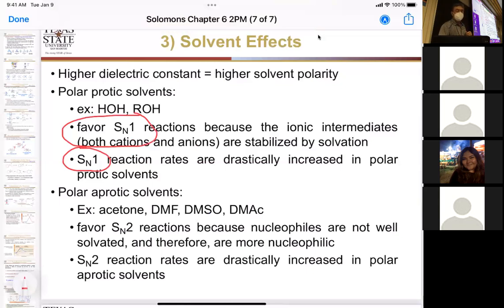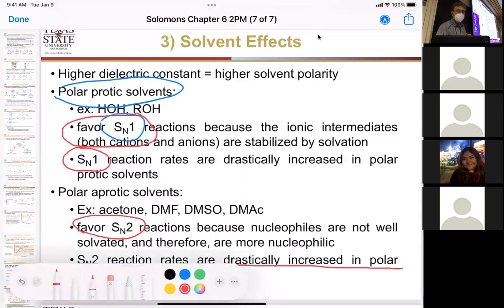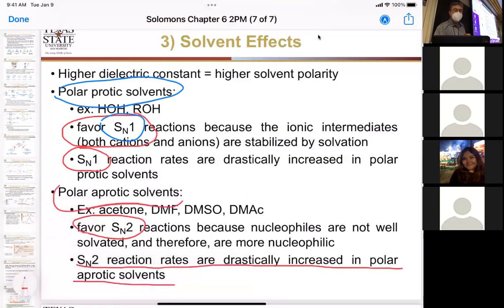Okay, polar aprotic solvents favor SN2 reactions because they want the nucleophile to not be well solvated. They want as much of that negative charge there as possible, because that negative charge is going to influence it to go out and react. It's going to give it the kinetics there, okay? And so SN2 reactions are dramatically increased in polar aprotic solvents, okay? So polar protic solvents, SN1. Polar aprotic solvents, SN2.